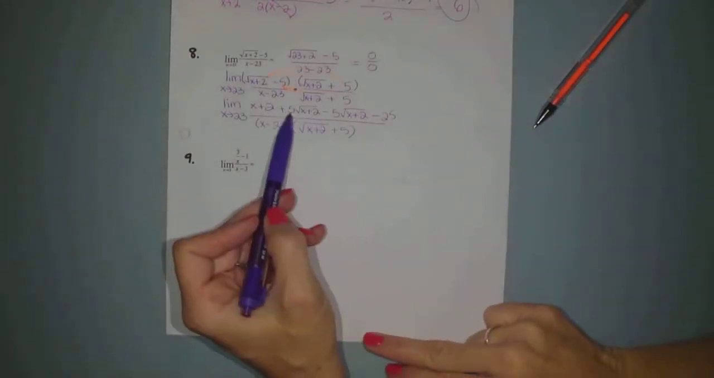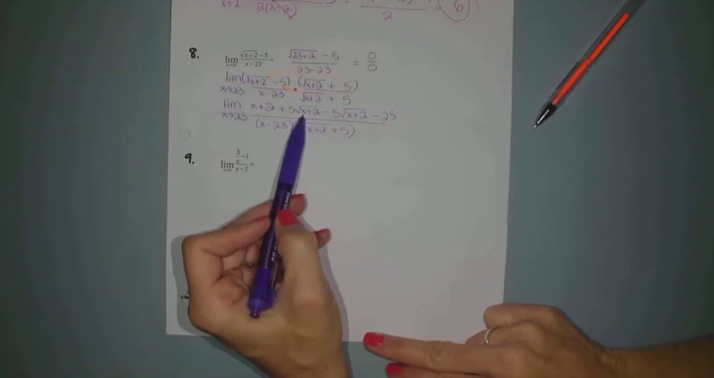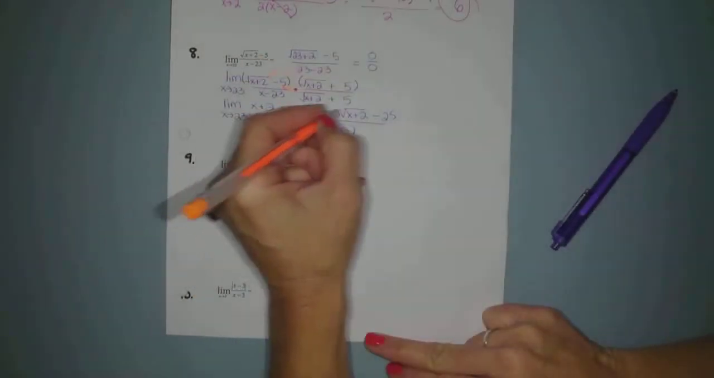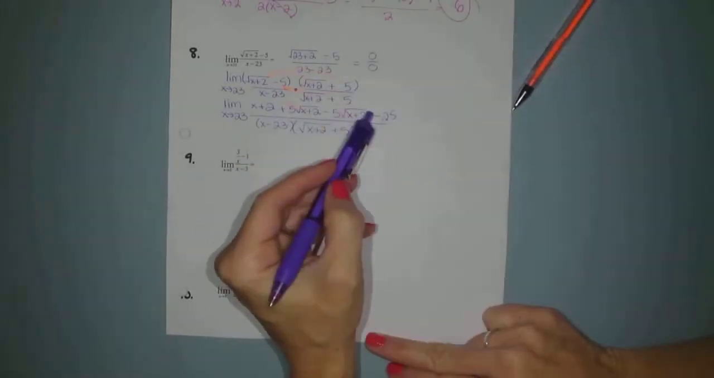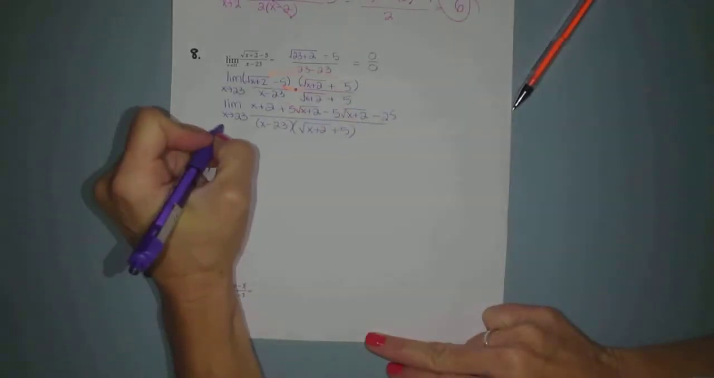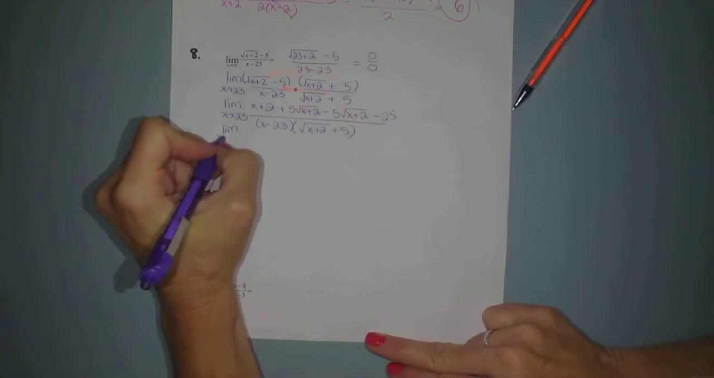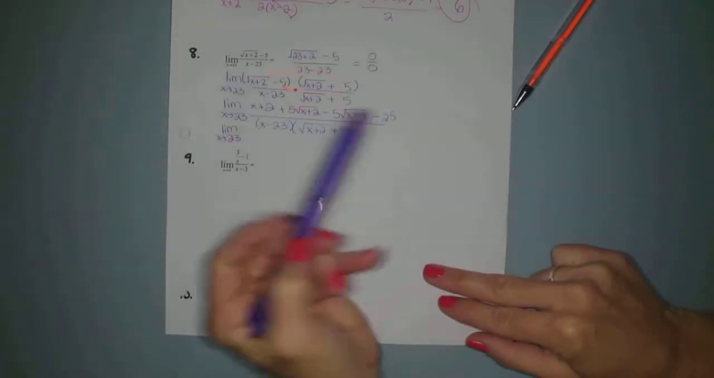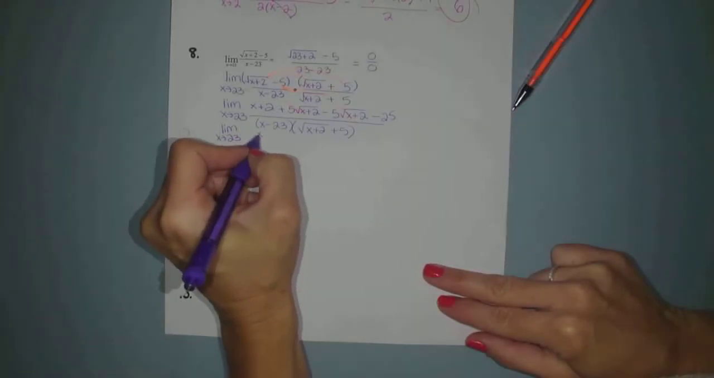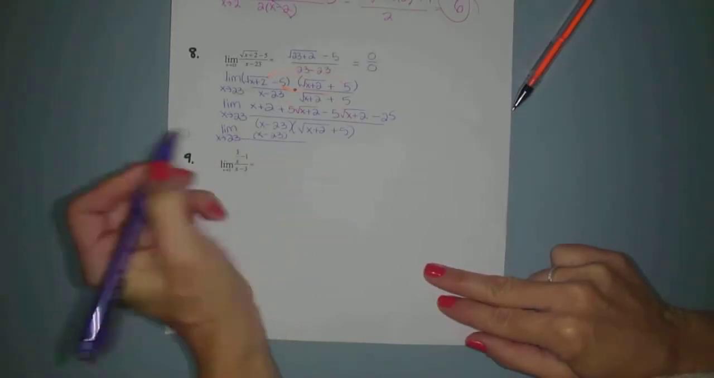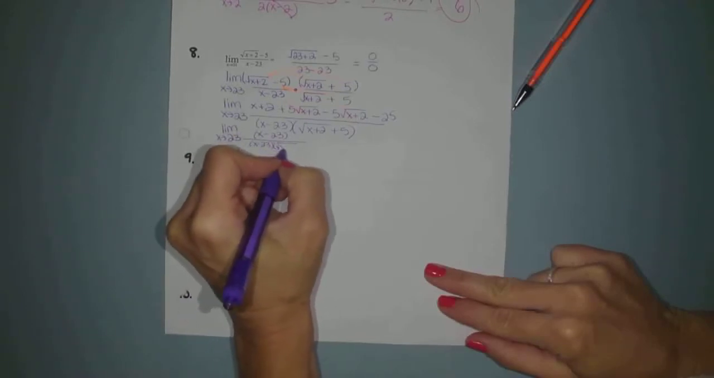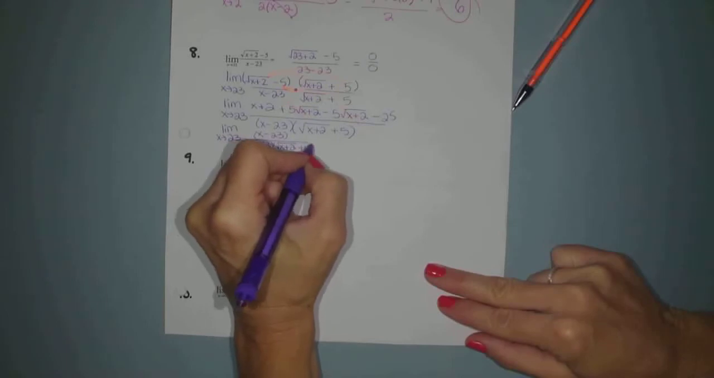For example, the positive 5 root x plus 2 and the negative 5 root x plus 2 are going to cancel. If I further simplify the numerator, I'm going to get the limit as x approaches 23. If I combine the positive 2 with the negative 25, I'm going to have x minus 23 on the top, and on the bottom, I still have x minus 23 and the square root of x plus 2 plus 5.